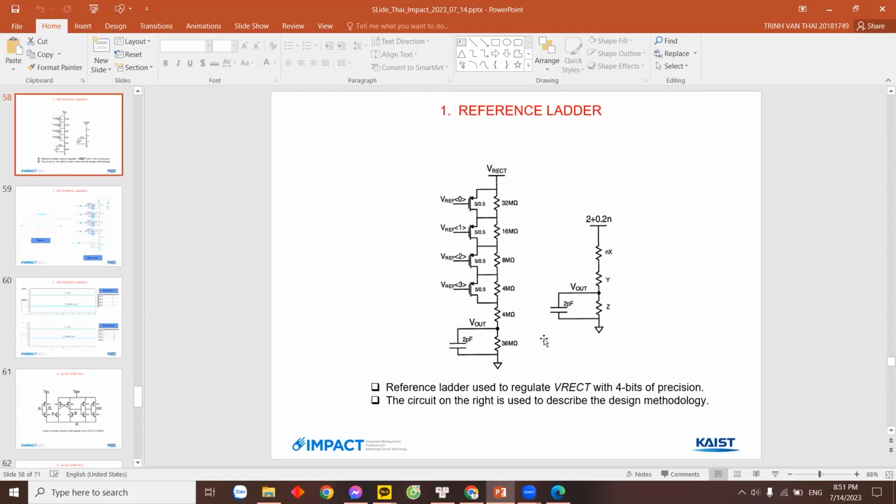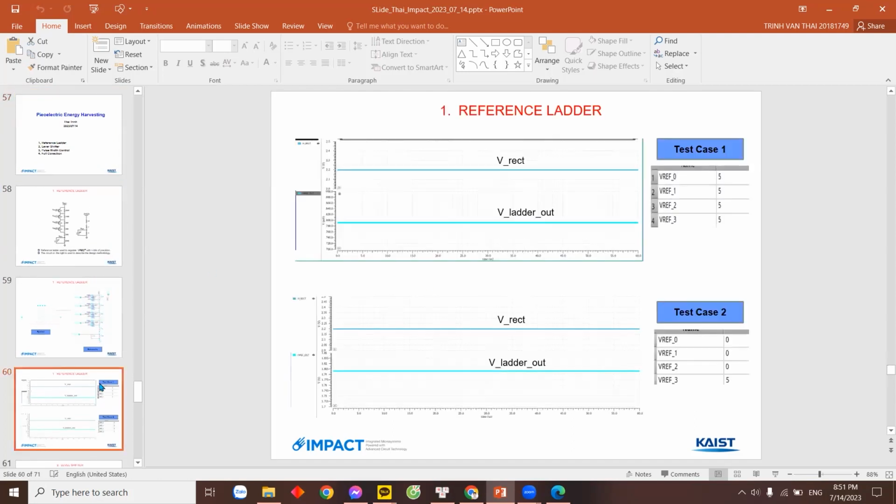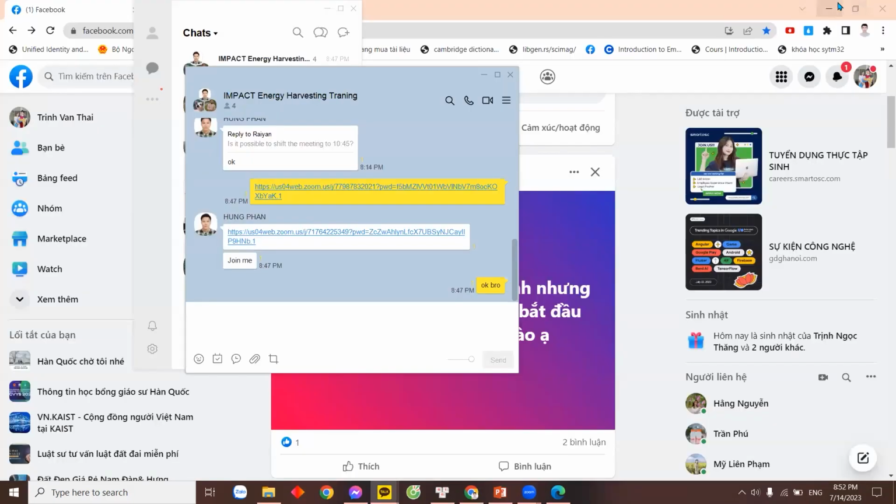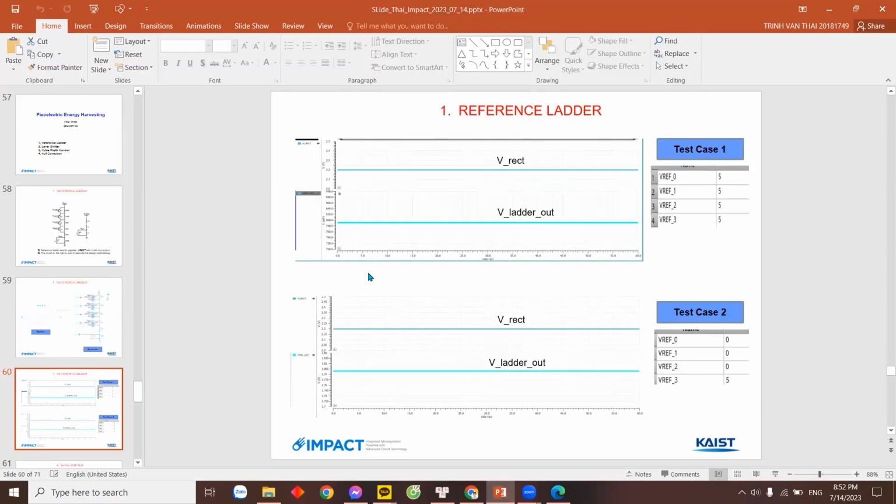Yeah, but we always want to control V ladder out to be 1.8 volt, right? Sorry. You look at source page. Okay. Okay, no. I will share my screen later. Let's continue.